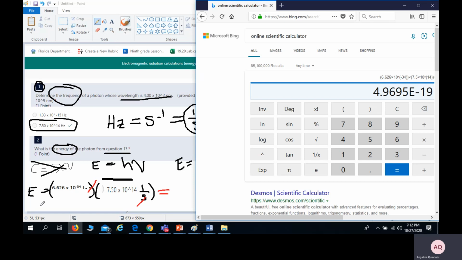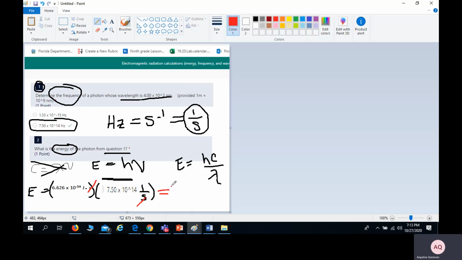All right, so that equals 4.969. So let's check for sig figs. In this number, there are 4 sig figs. In this number, there are 3 sig figs. So my answer should also have 3 sig figs. So 1, 2, 3. I'm going to round up because 9 is greater than 5. So it should be 4.97 times 10 to the negative 19.